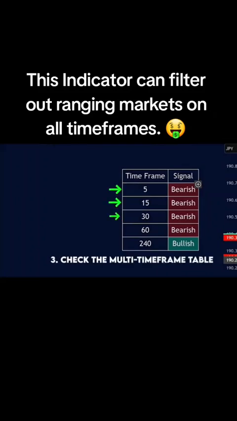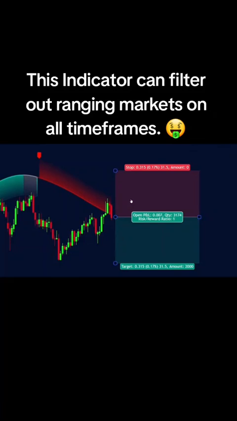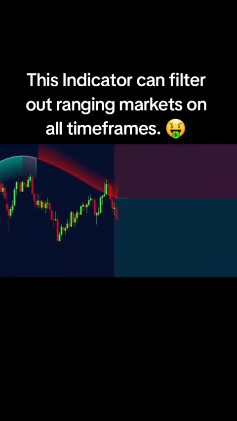Third, check the multi-time frame table to confirm alignment. When these conditions align, enter your short position at the close of the engulfing red candle. Set your stop loss just above the recent swing high.